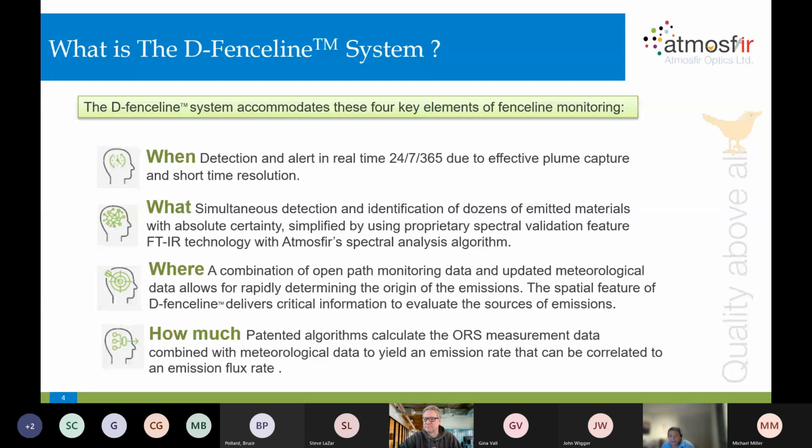So a few words about the Defense Line system. It was designed to tell you when an unusual emission occurs and to identify the emission. It can identify dozens of compounds simultaneously. It is also designed to tell you where the source of the emissions is so you can go and fix it, and also to quantify the emission, not just the concentration.